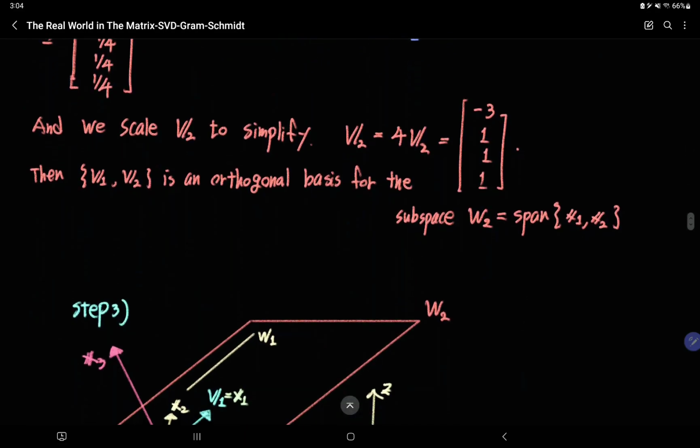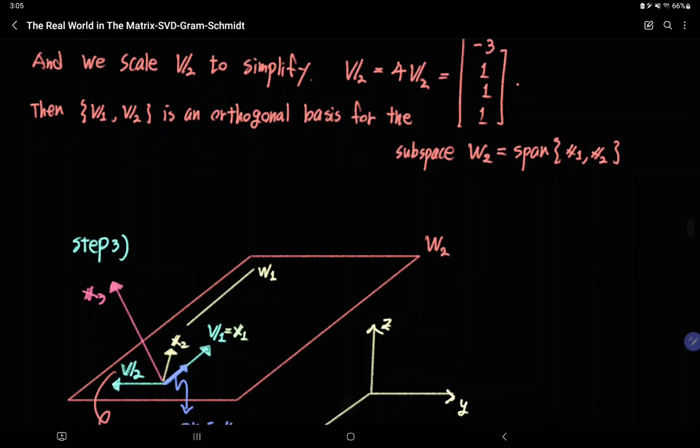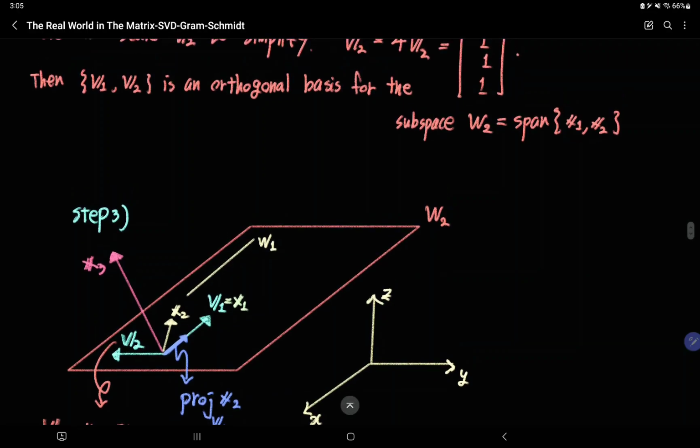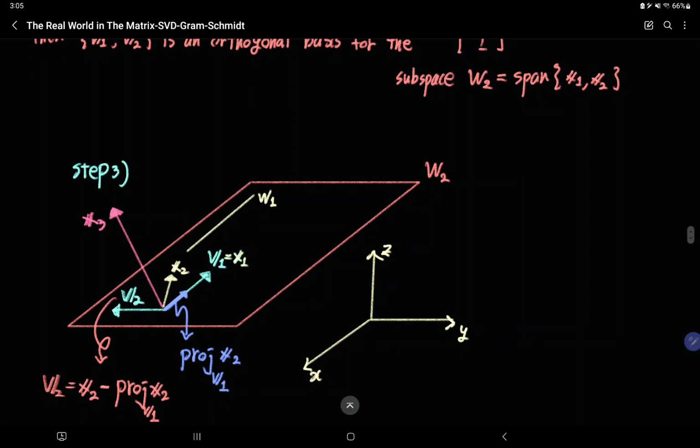So what does W2 look like? Because you know W2 is the space spanned by x1, x2. This is x1 right there, which is nothing but x1, and x2 is this one right there. Anyway, v1, v2 is this. Definitely v1, v2 must be orthogonal. So anyway, W2 is going to be what, a plane, right, in R4. Okay, so there is no way to visualize R4.